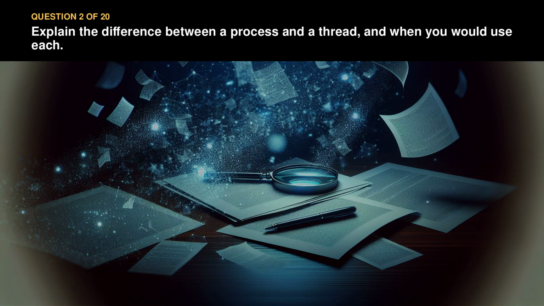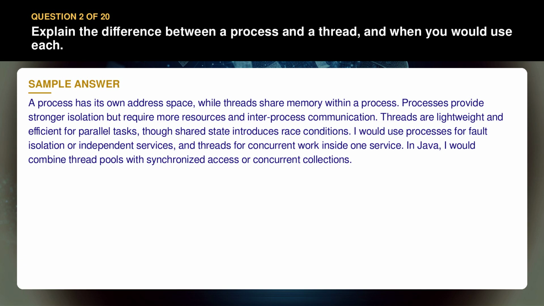Question 2. Explain the difference between a process and a thread, and when you would use each. A process has its own address space, while threads share memory within a process. Processes provide stronger isolation but require more resources and inter-process communication. Threads are lightweight and efficient for parallel tasks, though shared state introduces race conditions.